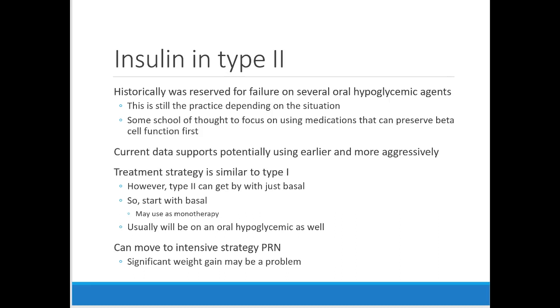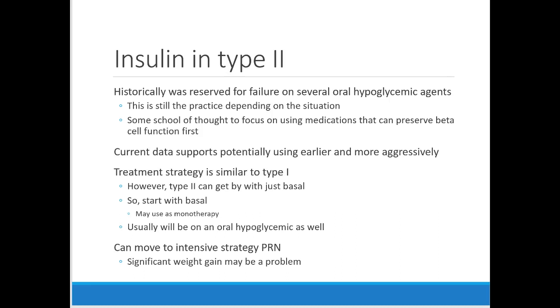Insulin in type 2, historically, was reserved for failure of several oral hypoglycemic agents, and this is still pretty much the practice. Most of the guidelines will say for mild type 2 diabetes, you start with oral agents, and then you'd only start somebody on insulin if they had really high blood sugar.